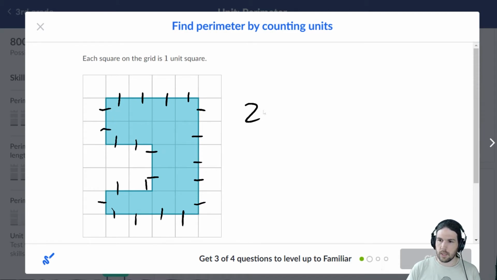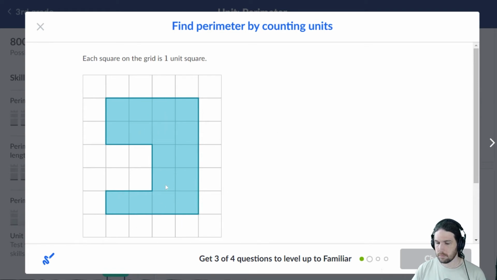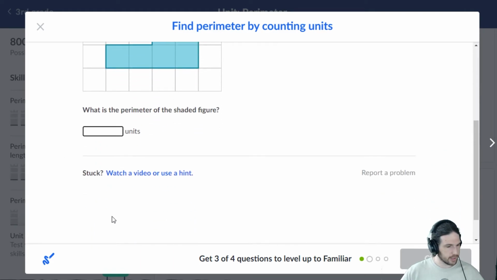1, 2, 3, 4, 5, 6, 7, 8, 9, 10, 11, 12, 13, 14, 15, 16, 17, 18, 19, 20, 21, 22. We are left with what looks like maybe Cookie Monster and a final perimeter of 22. It's just counting. It's just adding. It's just cookies. That was the most sinister Cookie Monster I could have possibly done. I apologize. 22 units.